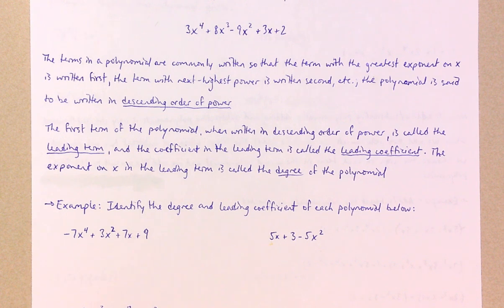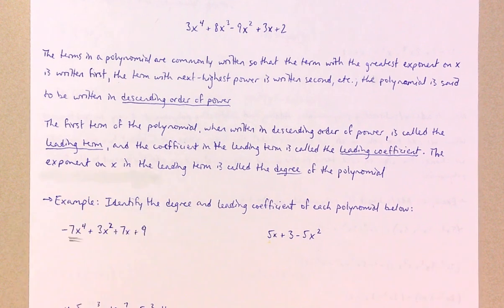So to start off here, negative 7 times x to the fourth plus 3x squared plus 7x plus 9. I look at this polynomial, and I see that it is in descending order of power. You have the term with highest power listed first, next highest power listed second, next highest third, and then the other term last. So I know that if it's in descending order of power, I just have to take a look at this first term here.